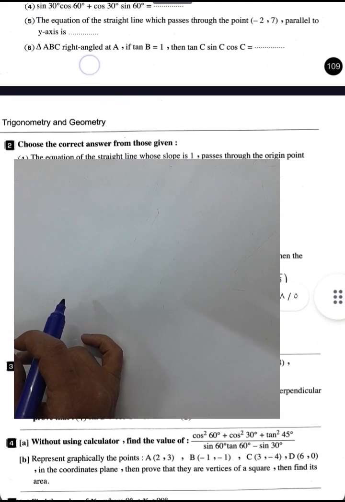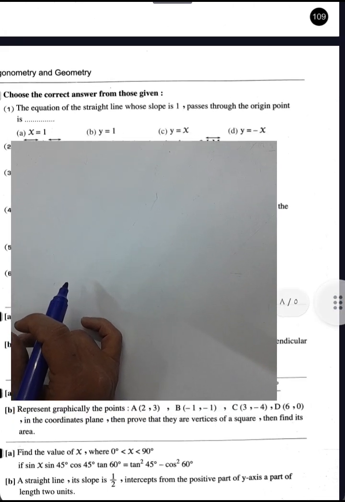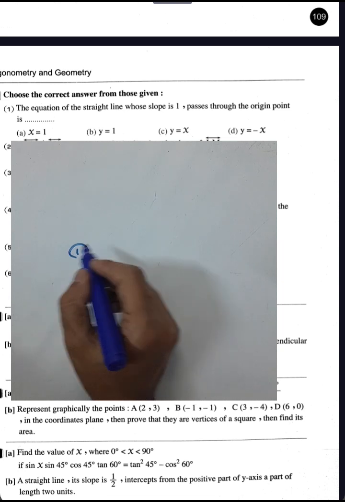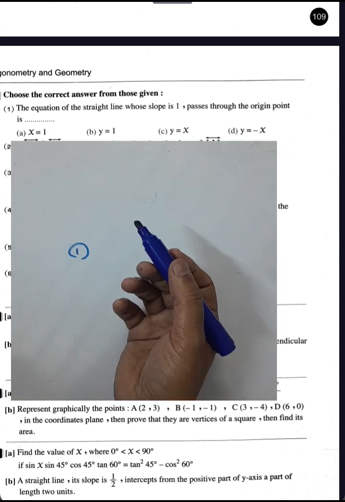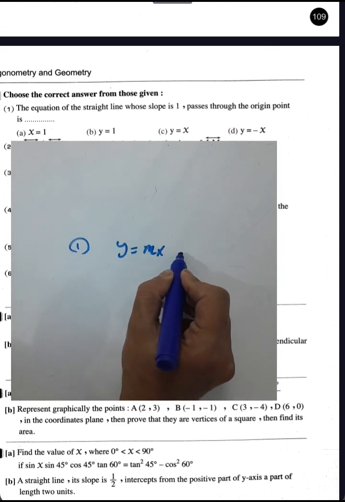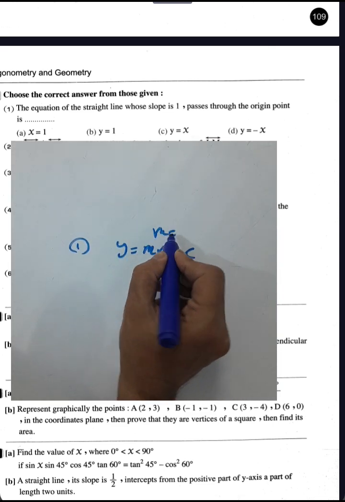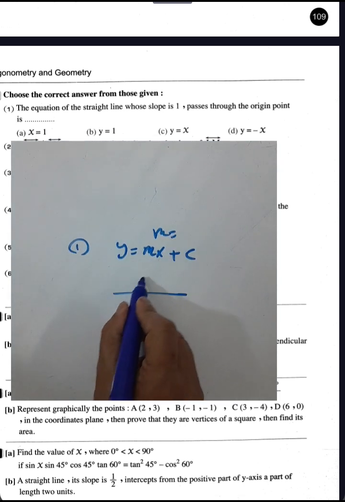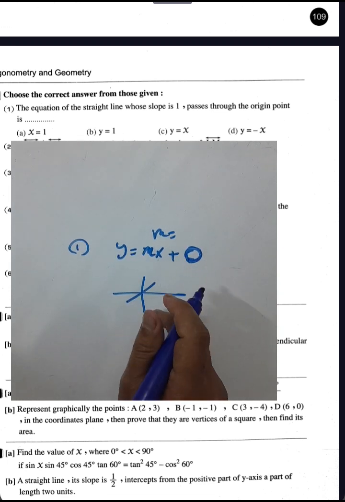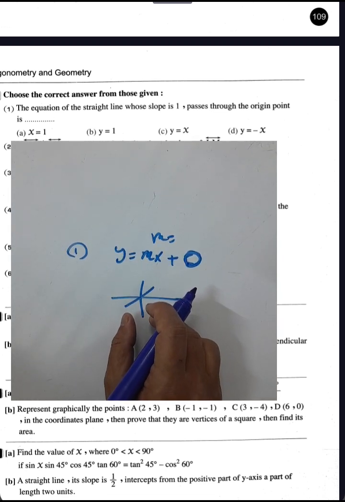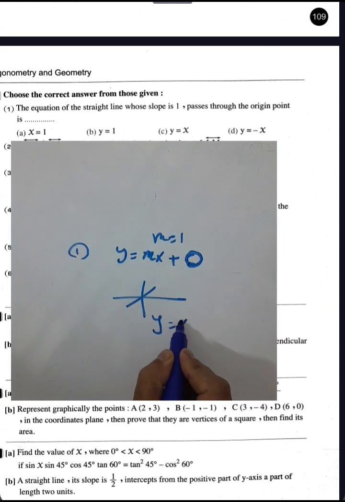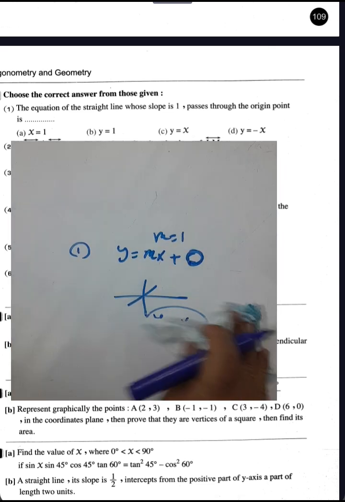Next example, choose the correct answer. Number 1. The equation of the straight line with slope 1 and passing through the point what? The origin point. It means we have y equals mx plus constant, then what will m be? Passing through the origin point, it means the constant will be 0. Okay? And this straight line passes through the origin point and the slope equals 1, then m equals 1, then the equation y equals x. The result will be y equals x.